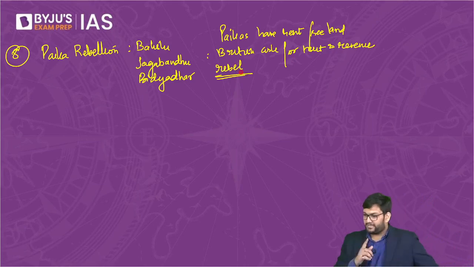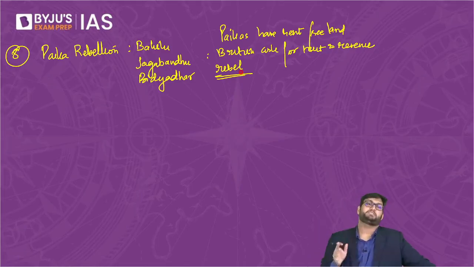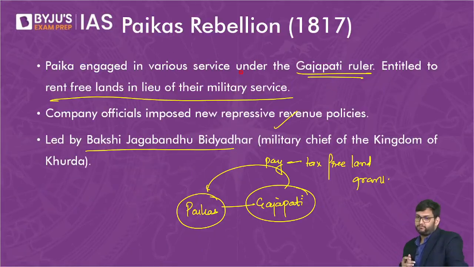Whatever Shruti I'm writing in these slides is what you actually have to remember. These rebellions are generally important for prelims, but mains type questions I've already discussed with you, which is the limitation. Now, there's last 2-3 left.